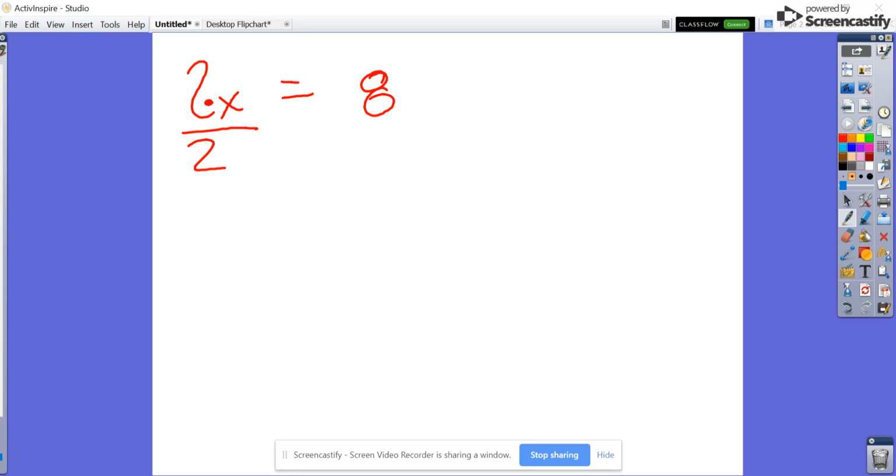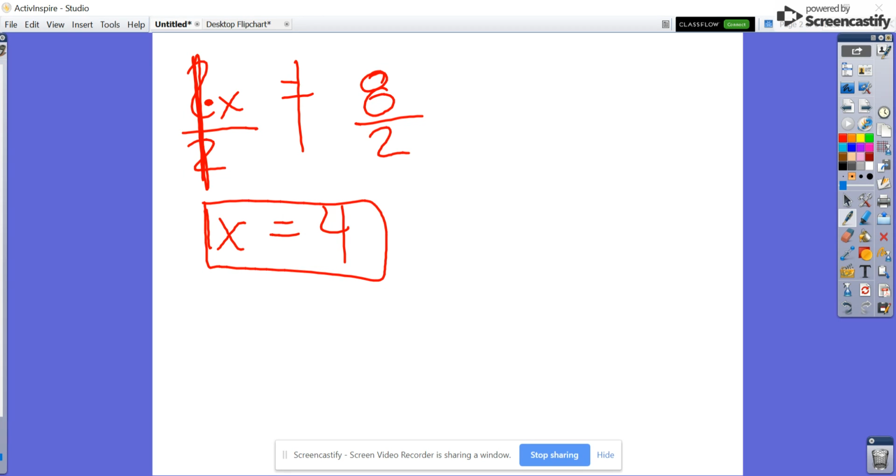What's 2 divided by 2? 1. Every time you cancel, what do you draw? A 1. Right? So now we have 1x. What you do to one side, do to the other. Divide by 2. 8 divided by 2 is 4. So now we have 1x equals 4. Our answer is x is 4. Does that kind of make sense to y'all?